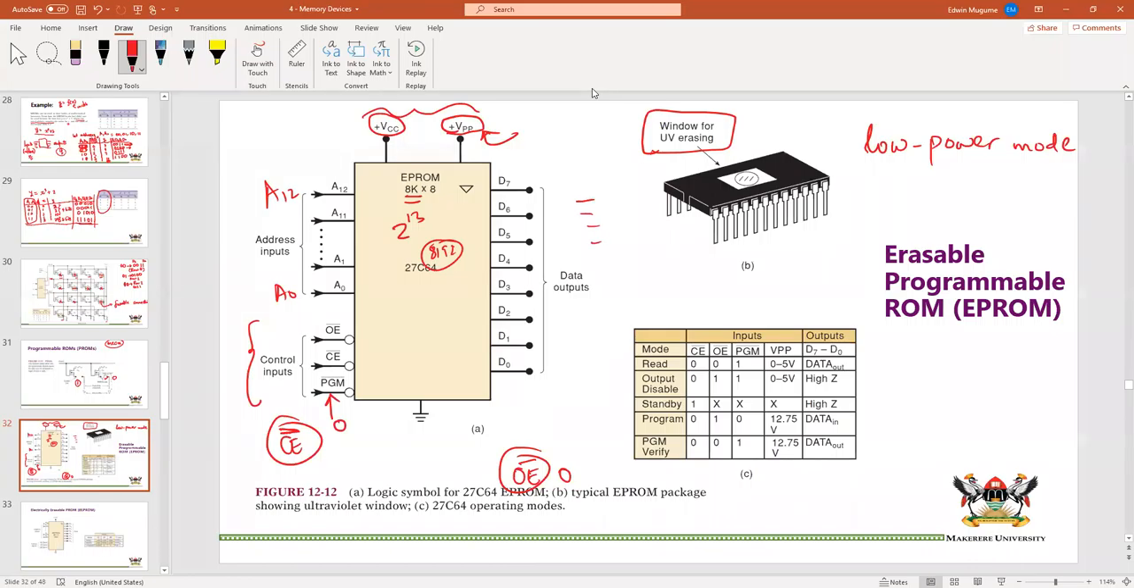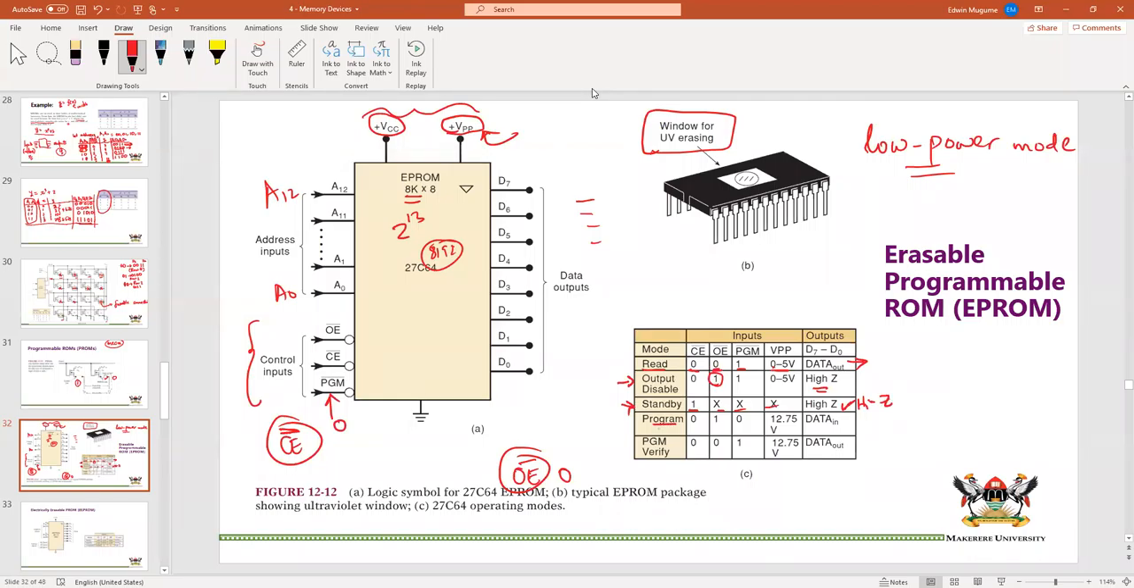If we are reading, this is the normal operation. First of all, we need to select our chip, so chip enable is zero. We need to enable the output, because we are reading, so the outputs need to work. And then we don't need to be programming, so that's always high. We are using normal VCC 0 to 5, and we will get our data at the output. If you are disabling the output, everything is the same, but the output enable is high. If it is high, it will be disabled because it is active low, and then your outputs will be in the high Z state. In standby mode, the one I talked about, the low power mode is also called standby mode, the chip enable will be high. If the chip enable is high, we don't care what these are, but the outputs will definitely be in the high Z state.